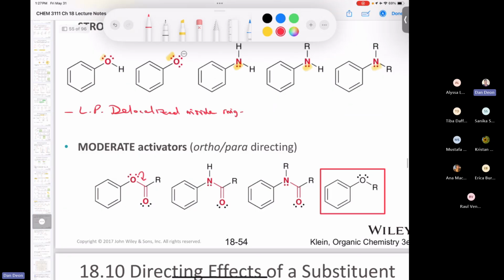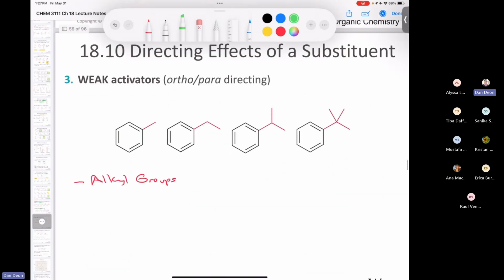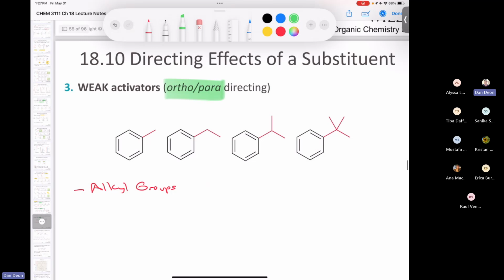And what do they all have in common? Well, if you were looking at the notes, you'd notice that every single one of these activators is ortho-para directing, right? They all direct to the ortho position and the para position, every single one of them. Does anybody have a question on the activators?